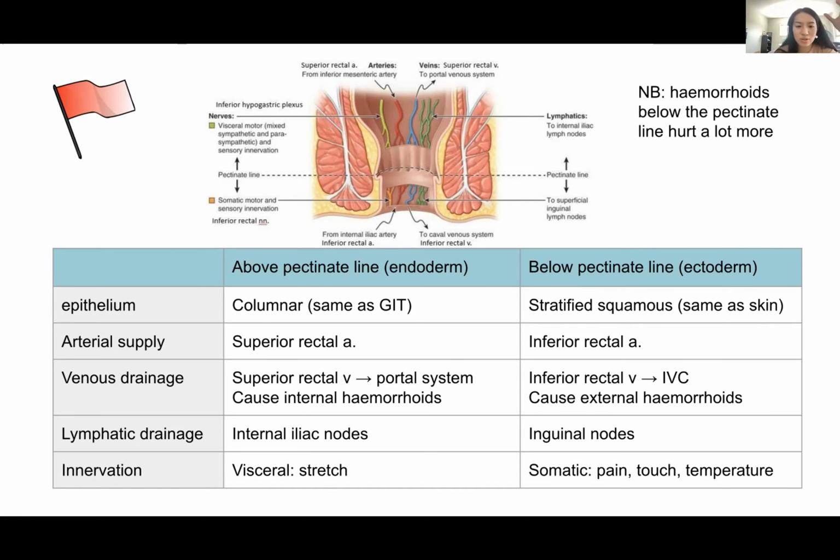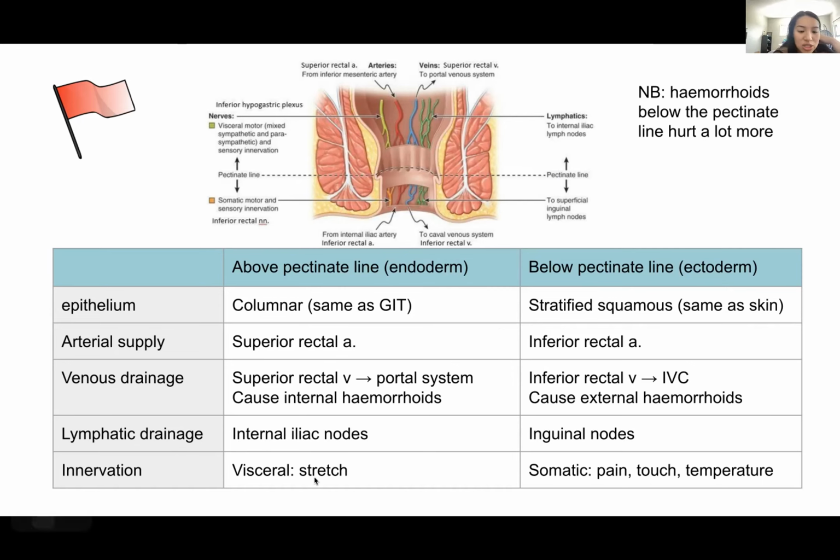If you don't remember, the portal system is the blood that goes to the liver to get detoxified and stuff like that. So that's portal, whereas the systemic is the rest of the body. Okay. Lymphatic drainage, internal iliac nodes versus inguinal nodes. That's just something you have to memorize.